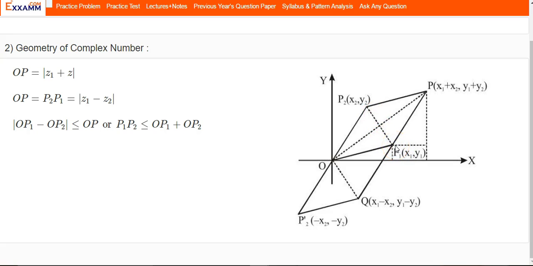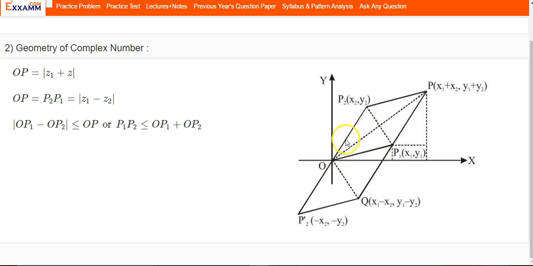and P2P1 is nothing but Z2 minus Z1. So OP1 plus OP2 is going to be greater than or equal to OP or P1P2. Now we also know that any side is always greater than or equal to the difference of the other two sides. Now again, in this triangle OP1P, this is the side OP, OP is greater than or equal to OP1 minus OP2, the difference of the two other sides.